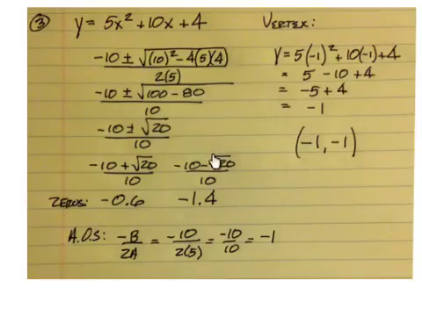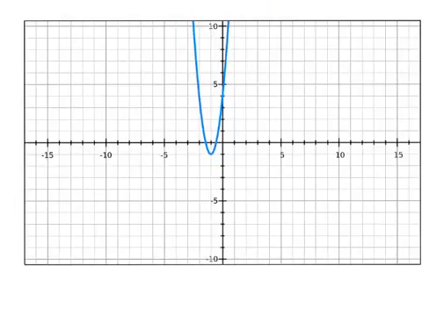And number 3, you should have zeros of -0.6 and -1.1. And then axis of symmetry is -1. The vertex is -1, -1. Here's the graph for number 3.